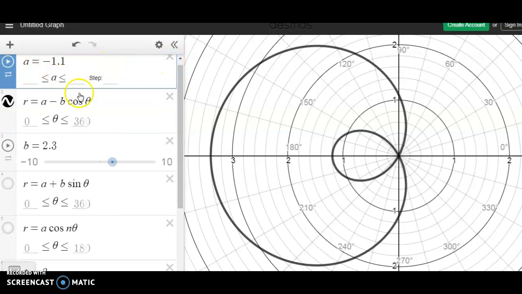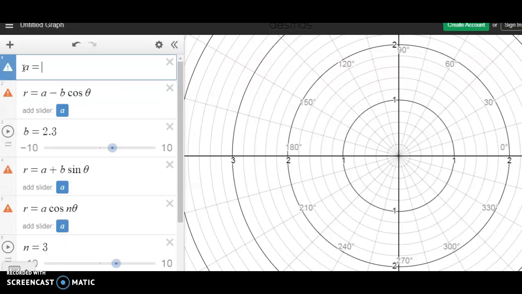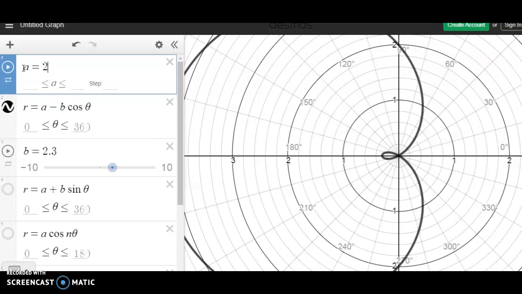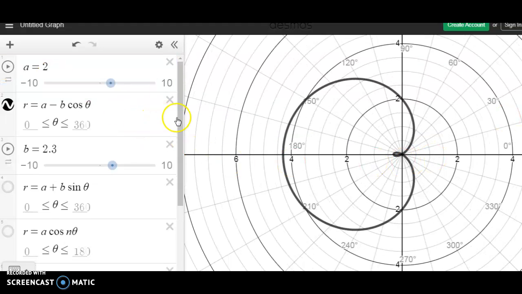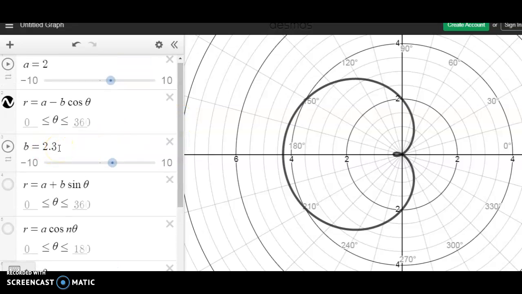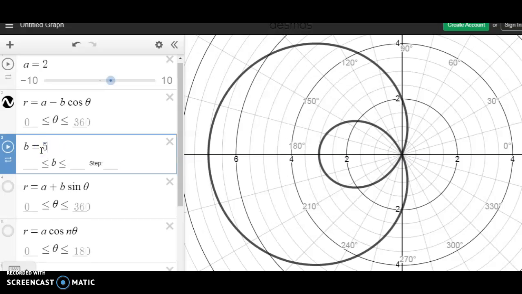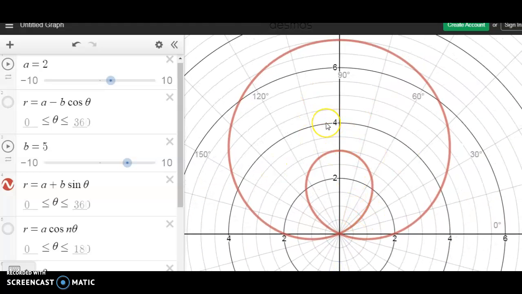Okay, so if I change my A value to a 2, zoom in, it still has a loop because notice that your B is still larger than 2. So if I change mine to a 5, notice that the loop gets a little bit bigger. And then if I change this here, for sine, my graph is flipped upside down.